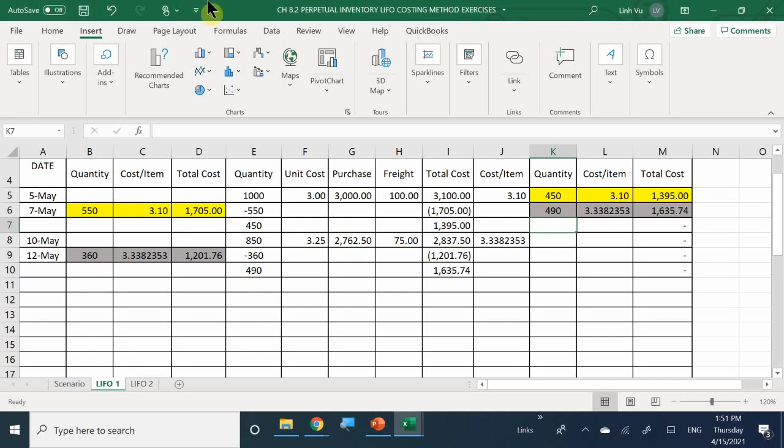So for this case, it's May 15. Which batch are we going to be taking out from first? The last one, which is the gray batch of 490. Now, how much do I need to sell from my yellow batch?